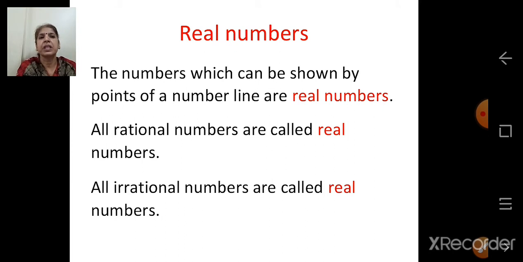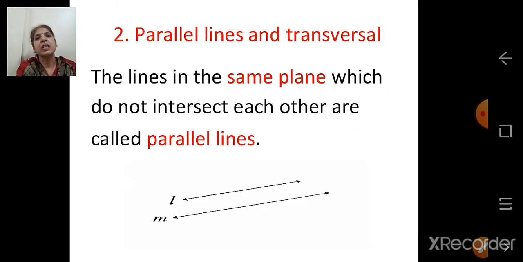Real numbers. Now what are real numbers? The numbers which can be shown by points on a number line are real numbers. All rational numbers are real numbers. All irrational numbers are real numbers. Because we can show all rational numbers on a number line, and irrational numbers also can be shown on a number line. We have seen how to show root 2, root 3 and others. So all these are real numbers. That is about chapter 1, the important points we have covered.